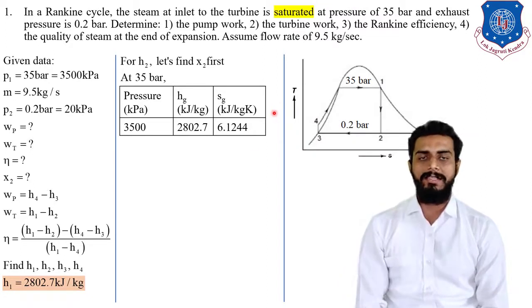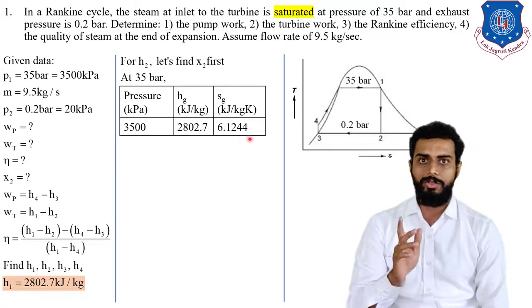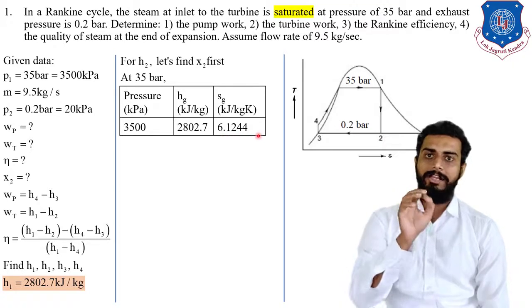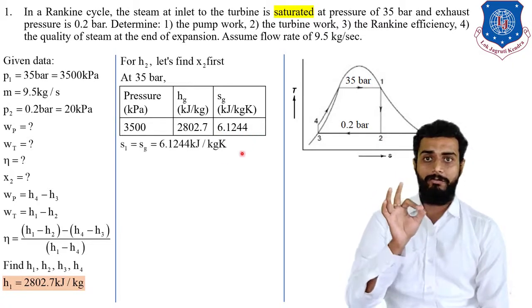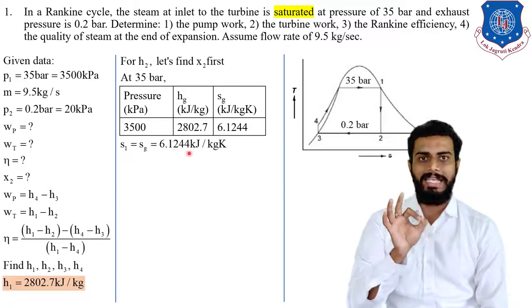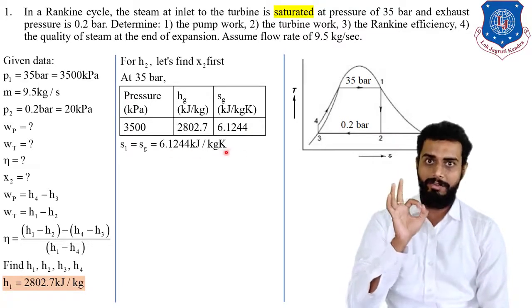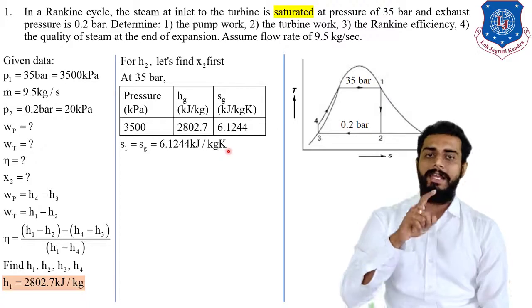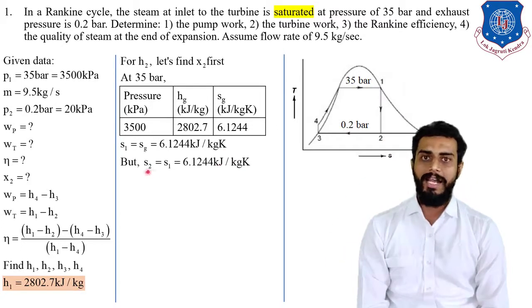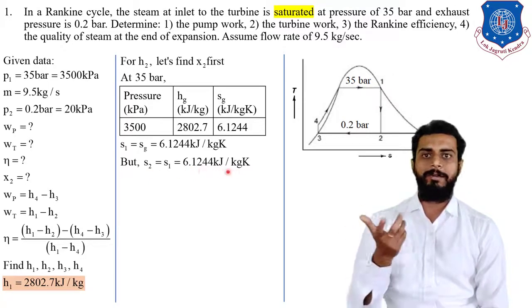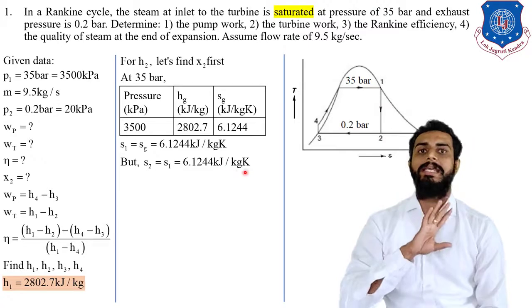So the value of Sg is 6.1244 kilojoule per kg. Right, so that will be my S1. So Sg is equal to S1 is equal to 6.1244 kilojoule per kg Kelvin. Clear everyone? Okay. Now S1 and S2 will be same because it is isentropic expansion process, right? So now S2 is equal to S1, that is equal to 6.1244 kilojoule per kg Kelvin.